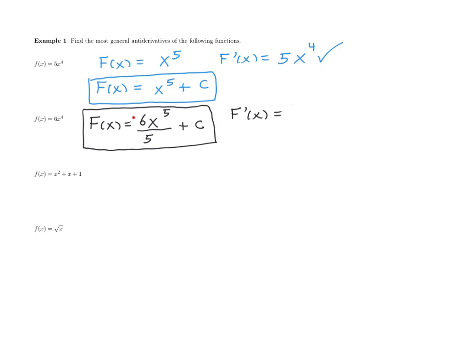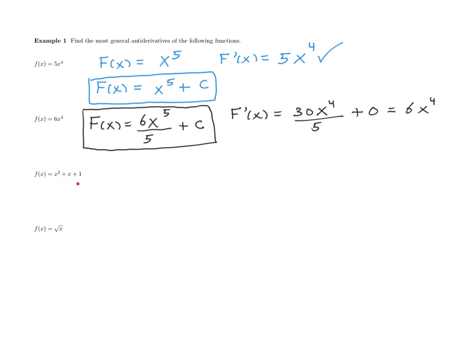Okay, to differentiate this thing here, we bring down the 5. You could even write that as 5 times 6, which is 30, x to the fourth over 5. And then the derivative of the constant is 0. 5 goes into 30 6 times, and we do in fact get 6x to the fourth.